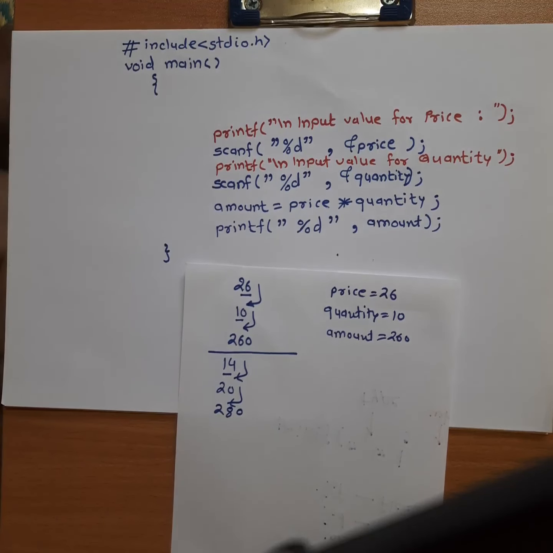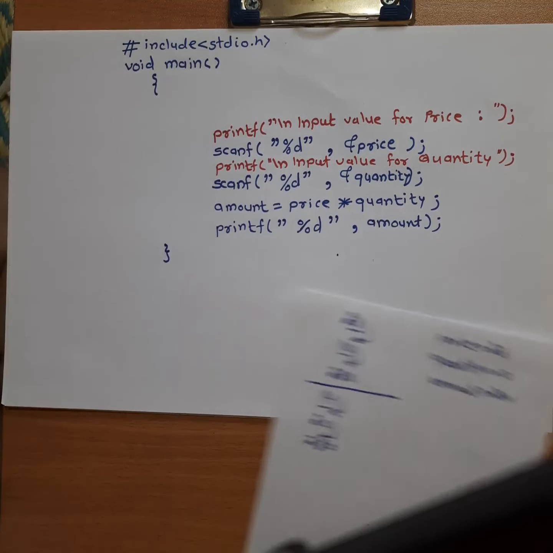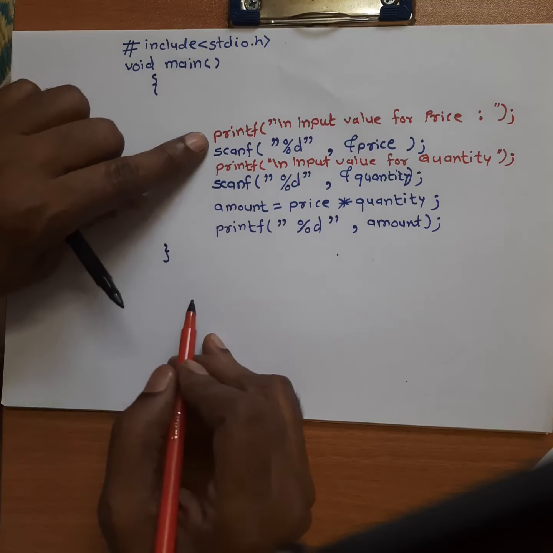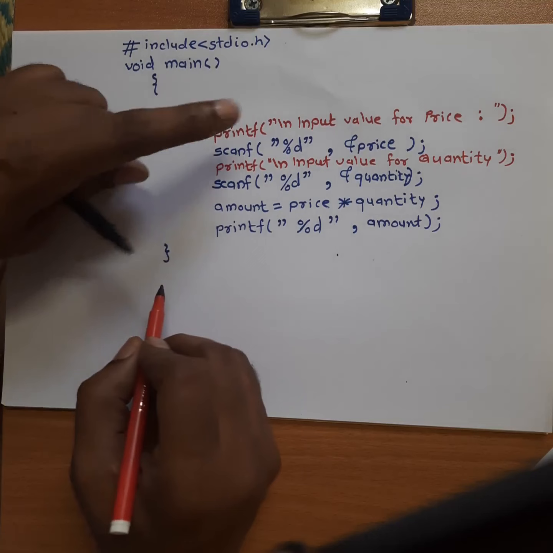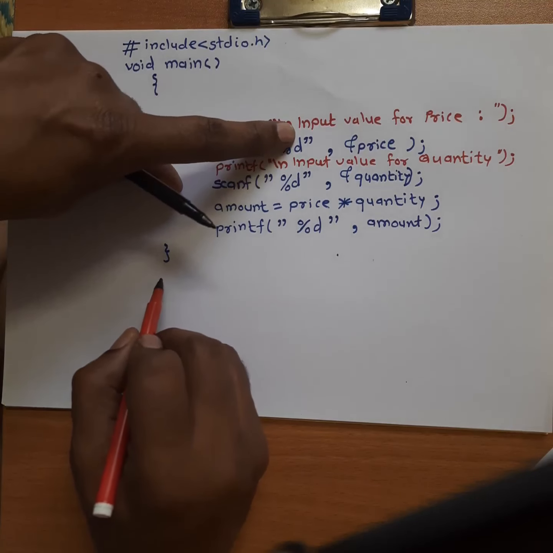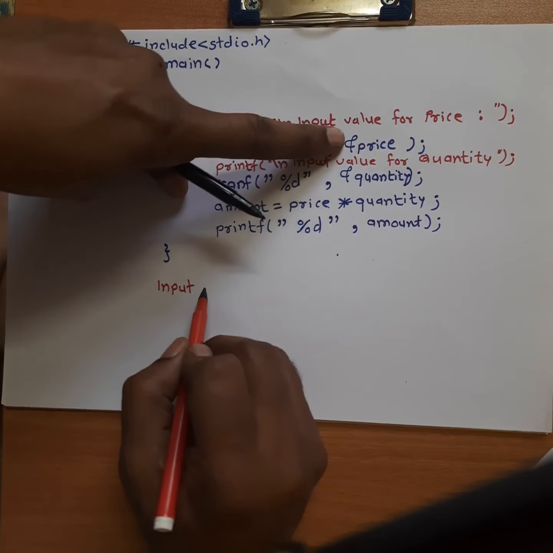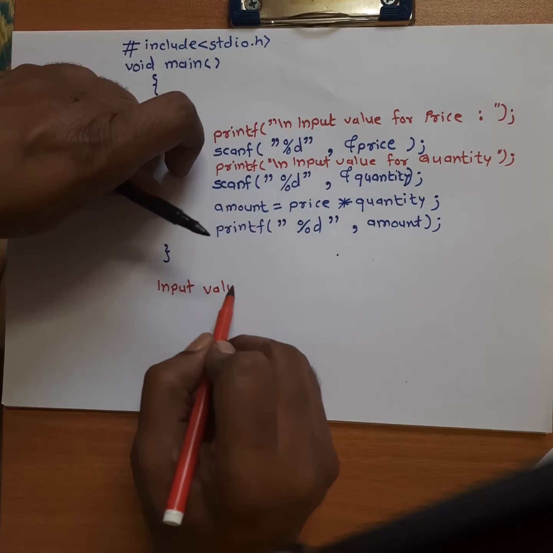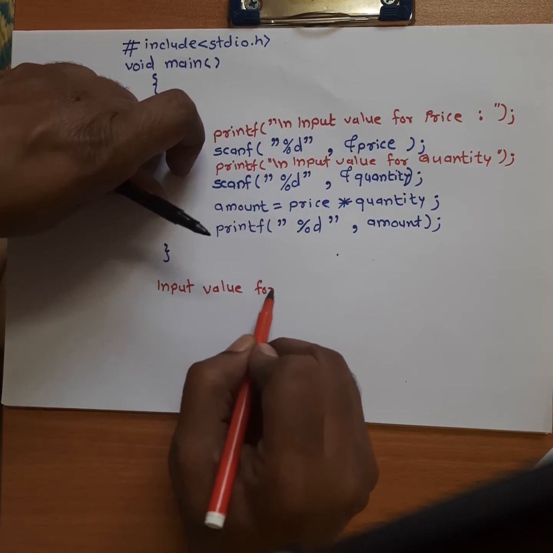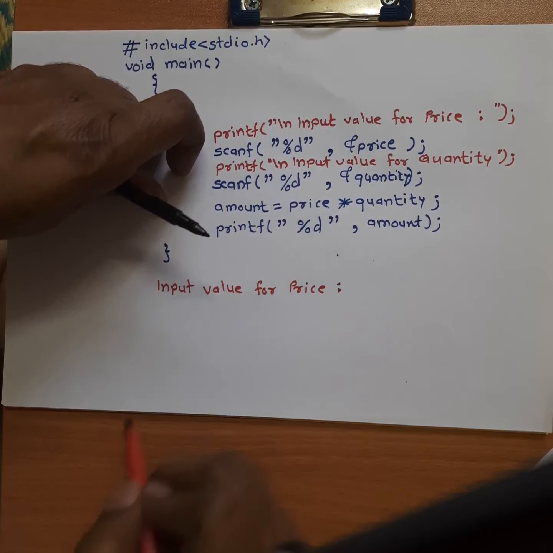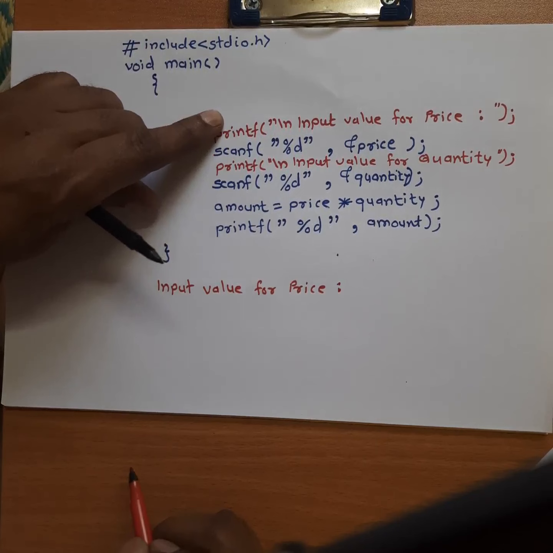Now, if we execute the program, the compiler starts with the curly bracket. Then it comes here. That means you want to display something. \n, go to the next line. It will give you: input value for price colon. This statement is over.